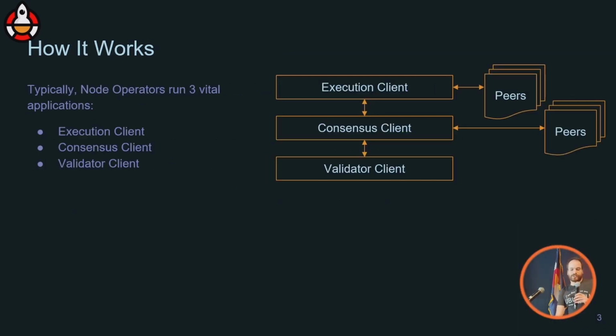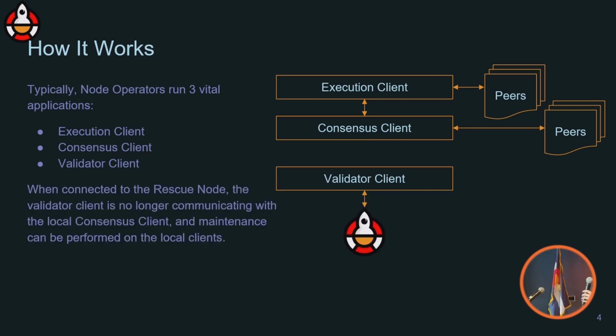All right, so how does it work? Your normal node has an architecture that looks roughly like this. You have an execution client, a consensus client, and a validator client. They all talk to each other, and that's how you do your validation duties. They talk to other nodes through a peer-to-peer protocol. And then when you connect to the rescue node, it looks more like this. Your validator client is completely isolated from your regular environment, and you can take down your execution client and you'll keep validating.